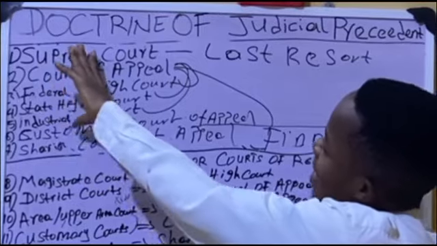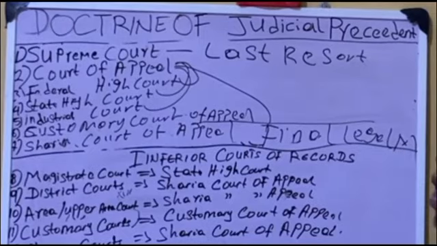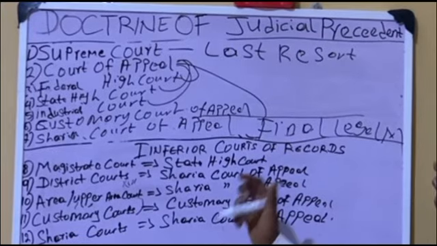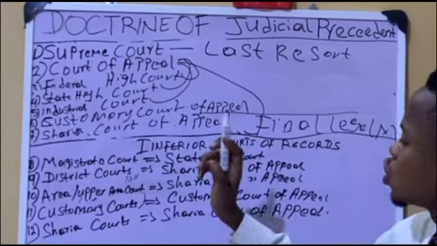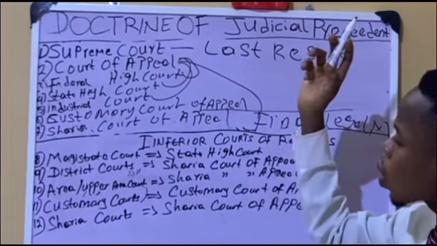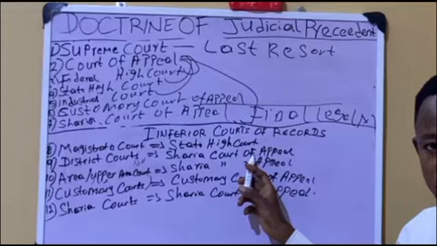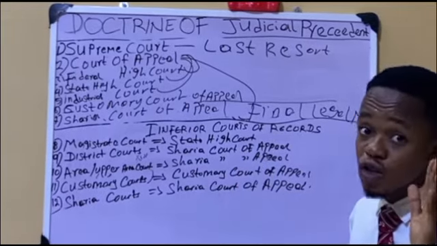Now, these things are regarded as the superior court of records. We have the inferior court of record. So when you come here, whatever magistrate court decide, you go to State High Court. Whatever district court decide, you go to what? Sharia Court of Appeal.